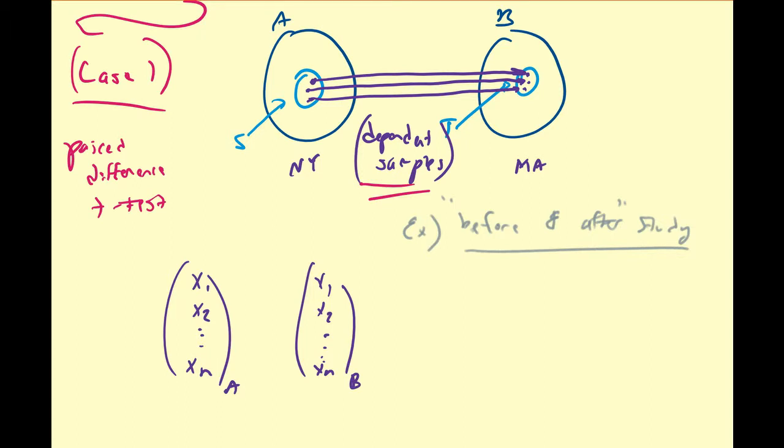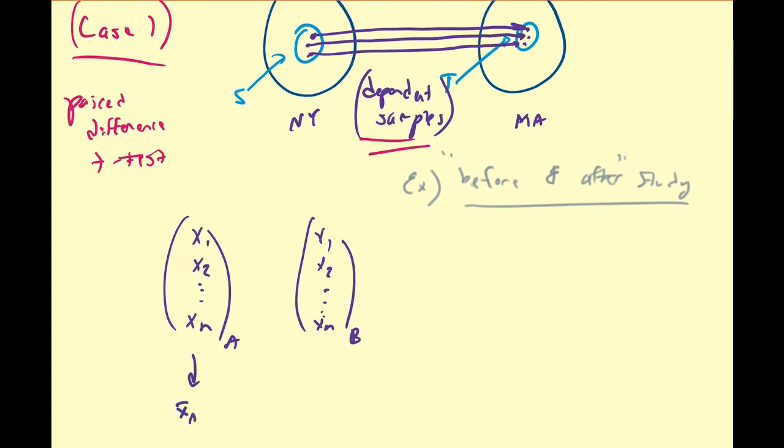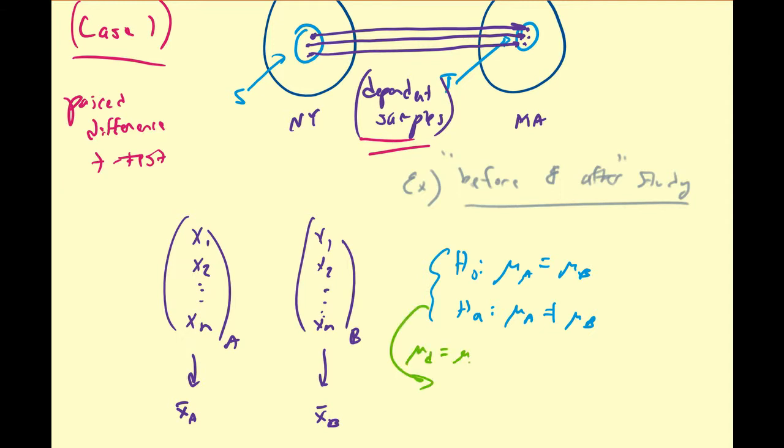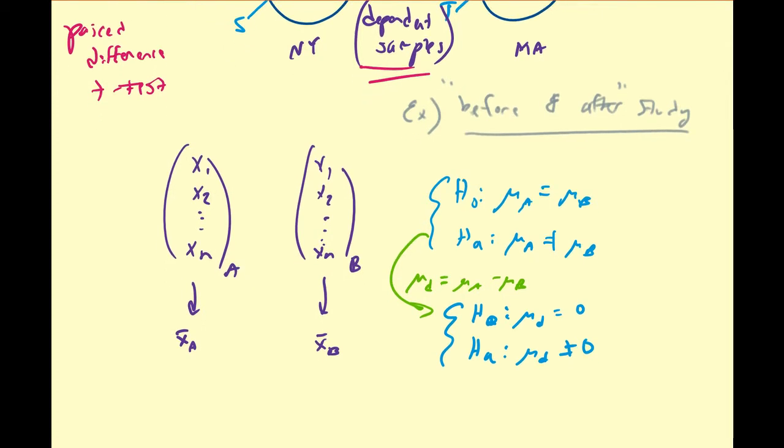Now, the sample sizes from A and B have to be the same because there has to be a dependent association between the two. So we can calculate the sample mean of A, X bar A, and the mean of B, X bar B. Let us assume we want to test the null hypothesis that mu A is equal to mu B versus the alternative mu A does not equal mu B. An equivalent way of doing this, we can define mu D to be equal to mu A minus mu B. If you define this, the equivalent representation of the hypothesis is that the null is mu D equals 0, and the alternative is that mu D does not equal 0. One of the estimates for mu D, given x bar A and x bar B, is we can define x bar D to be equal to x bar A minus x bar B. The difference of the sample means would be an approximation for the difference of population means.